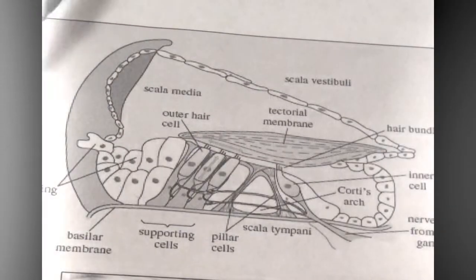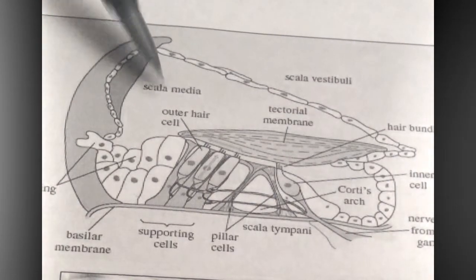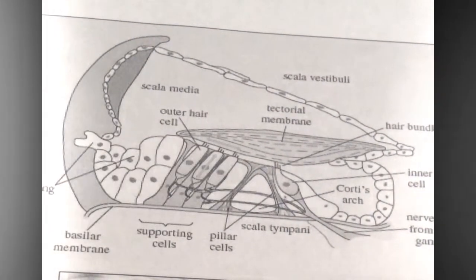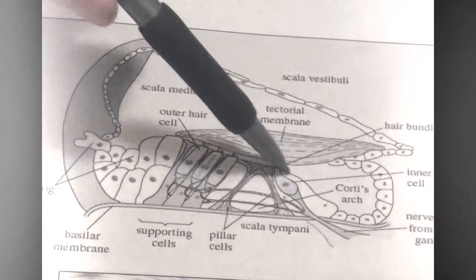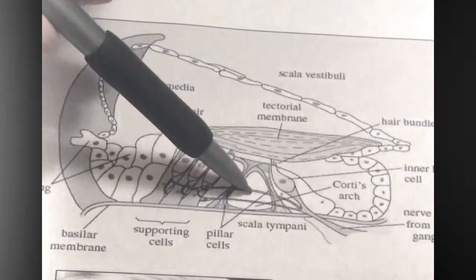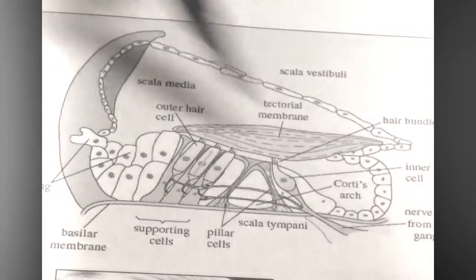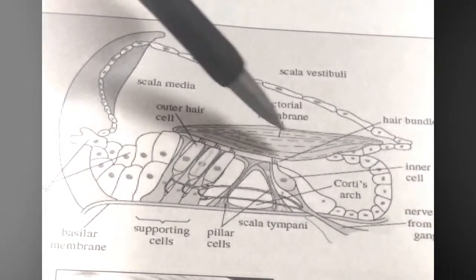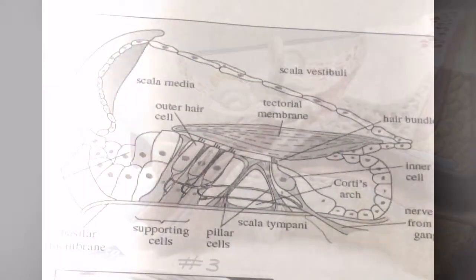And here we can see the organ of Corti. It is inside the scala media and rests on the basilar membrane. You can see the outer hair cells and the inner hair cells, and they each have cilia on top. We have Corti's arch, and then on top of the hair cells, which you can think of as like a blanket, is the tectorial membrane.